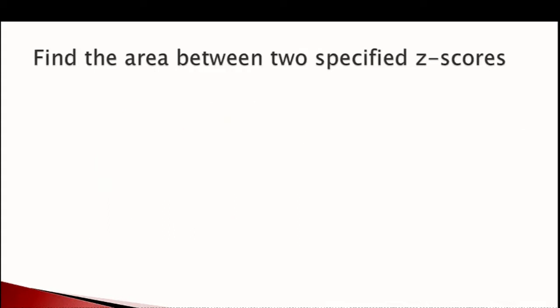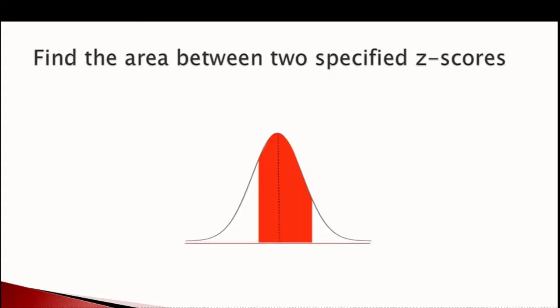Let's look at the third example, finding area between two specified z-scores. Again, I would have the standard normal curve here for easy illustration. I have the first z-value to be negative 0.25 and the second z-value to be 1.87, and I'm interested in finding the area enclosed in between them, or the shaded area here.